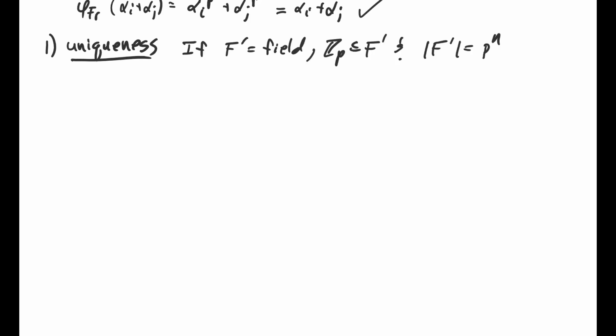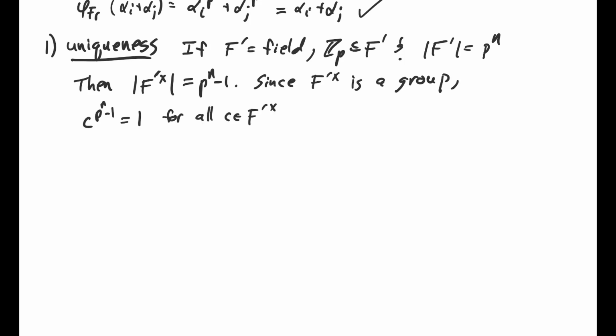Okay, so suppose we have possibly a different field, F prime. It's an extension of Z mod p, because Z mod p sits in there. And suppose it has p to the n elements. Then, in particular, since F prime is a field, its units, F prime cross, is everything but 0, so that has p to the n minus 1 elements. Well, since F prime cross is a group under multiplication, that means c to the order of that group always takes you back to the identity for any c in the set of units.